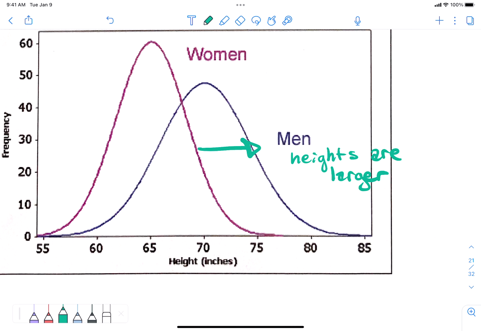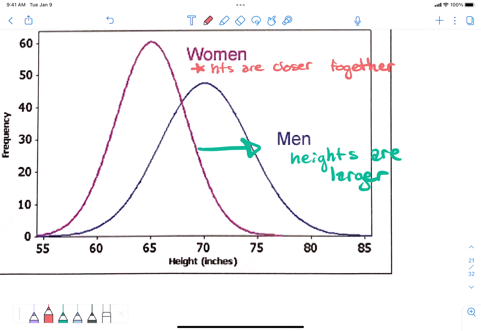Now, here's the deal. Why is the women's curve taller? Because there's not so much difference between the heights. What's that called? Compared to men, there's not much variance. It doesn't vary. Or it's closer. The women's heights are closer together. Okay? The heights for women are closer together.